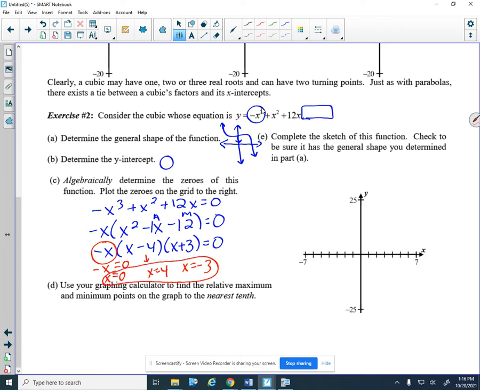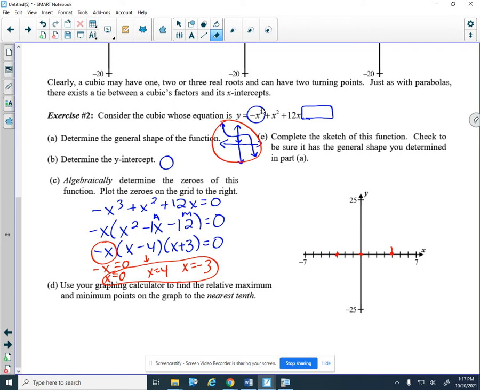It says to plot the zeros on the grid to the right, so I think I'm going to cross through 0, through 4, and then through negative 3. Now I don't know exactly what it's going to look like, but because of that general shape, I know it's going to come down like this and go like that, because I know what the end behavior is. We're going to get a more exact graph, but we know that much from what we have. We see the y-intercept is correct, it is 0, right? Those are our 3 roots. So we're going to go to the calculator now.